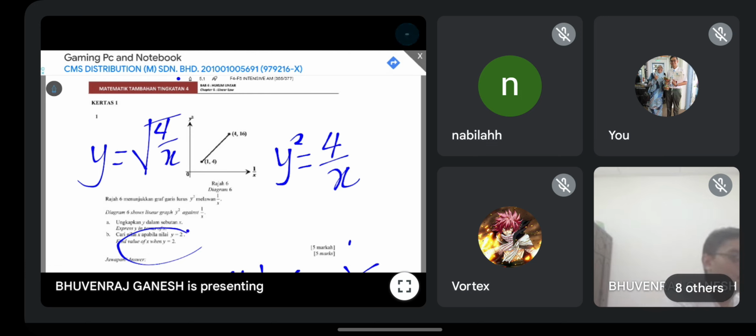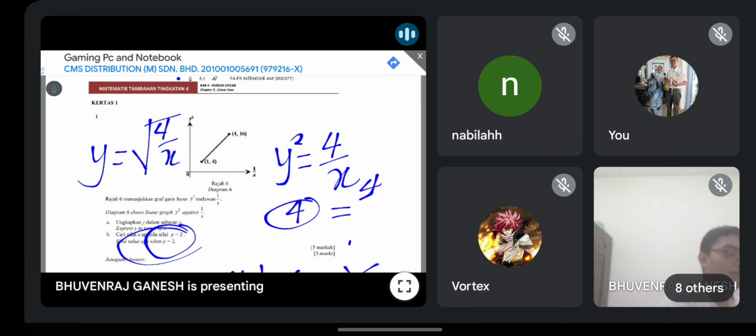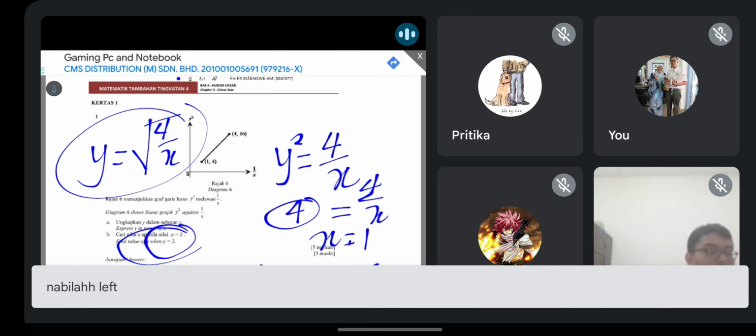So guys, this one, when y is 2, so what value should I put here on the left hand side if I'm choosing that equation? Yes, 4, because you must take 2 and then square it. Okay, 2 kuasa 2, so it's equal to 4 over x, so you'll get your x is 1. Okay, in this case lah, but over here, this one, how can I do, guys?